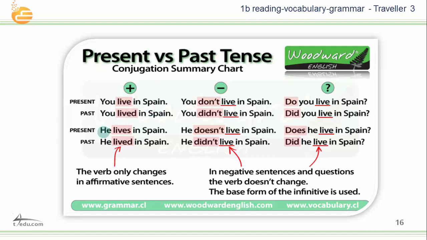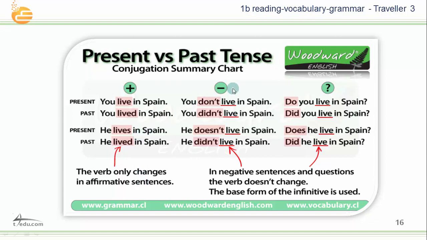Also in the present, if you start the sentence with he, she, it, or Ali, Sarah, the cat, it's the same. You have to add s to the verb, and this is in the present. He lives in Spain. If you change it into the past, so he left Spain, now he does not live in Spain, so you say he lived in Spain. And also live is a regular verb, so we change it into ed, he lived in Spain. So the verb only changes in affirmative sentences.